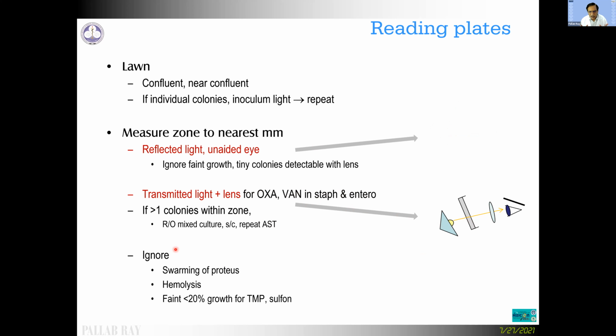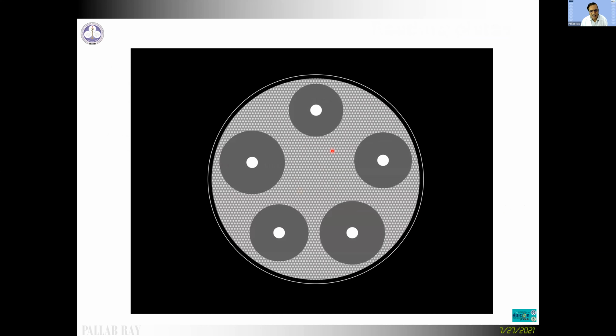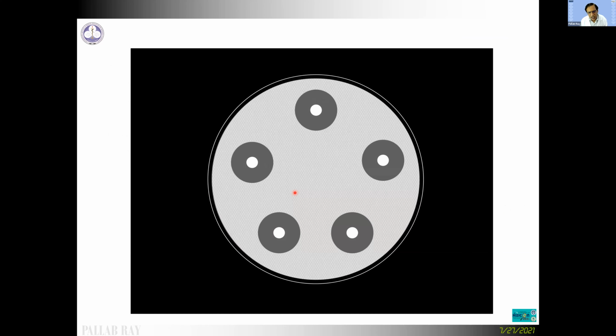Remember that an antibiotic susceptibility test is a test for growth and nothing other than growth. That means anything other than growth should be ignored. Swarming of Proteus, hemolysis, and faint growth less than 20% for trimethoprim or sulfonamides should be ignored. Okay, this actually shows a less than desired growth where the colonies are not touching any adjacent colony, and this may be a bit too heavy a growth.